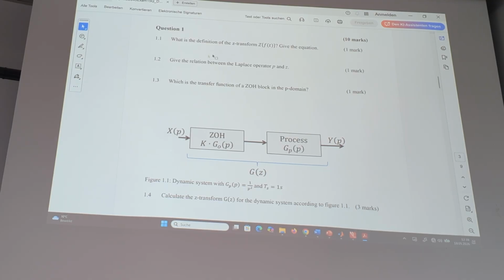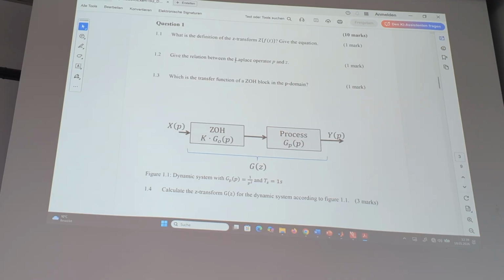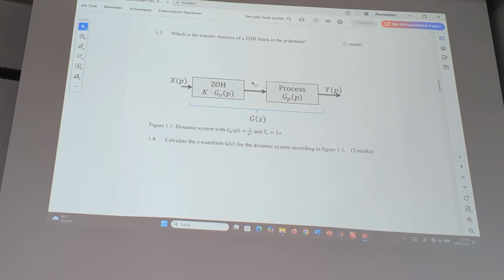Here are some examples. For question 1, you will always see how many marks you can get in total, and also the individual marks per question. One question is, for example, what is the definition of the Z-transform? Give the equation. Give the relation between Laplace operator P and Z. So Z is equal to e to the power of PT. Which is the transfer function of the zero order hold block in the P domain? So everything we discussed on the slides, basically.